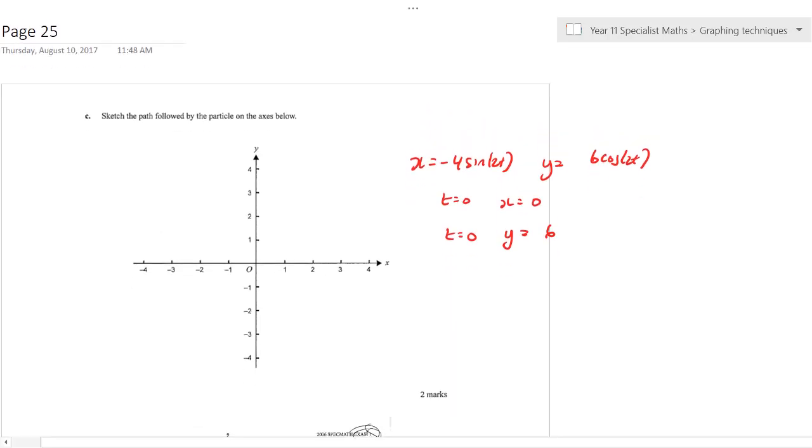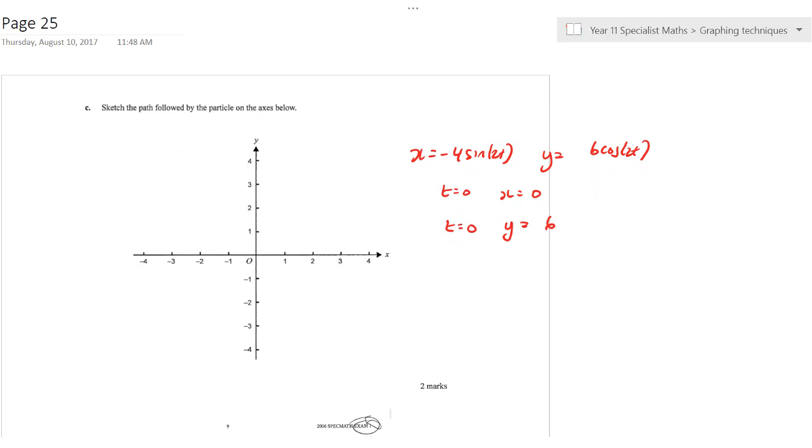Now, by the way, this is the shape of an ellipse, isn't it? What we're going to do is find out what pi on 2 is, the endpoint, and sometimes we'll find the midpoint. So at time equals pi on 2, x is equal to minus 4 sine of pi, which is equal to 0, and y is equal to 6 cos of pi, which is 6 times negative 1, which is negative 6. Is that right?